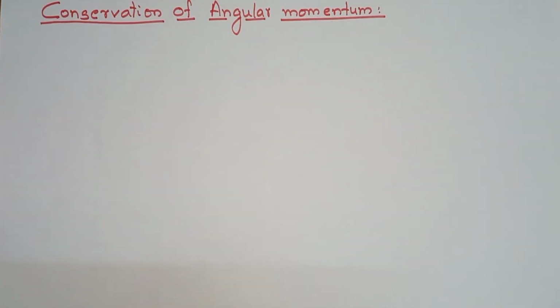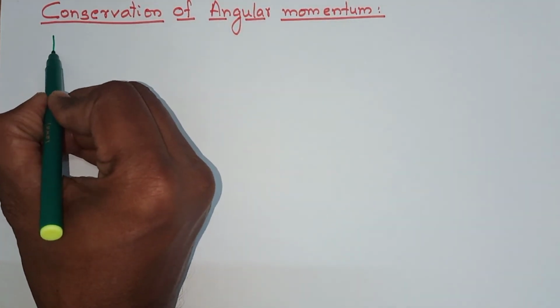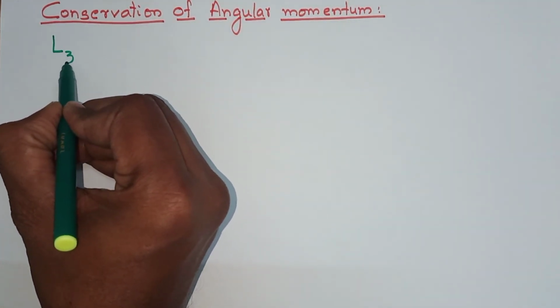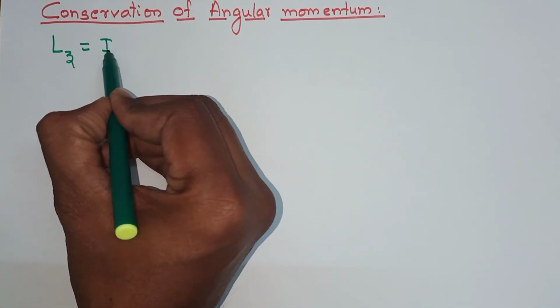Conservation of angular momentum. We have seen in the last classes about conservation of linear momentum, where the linear momentum P is equal to mv, that is constant, m1 v1 is equal to m2 v2, and so on. Here the angular momentum L about z axis we can write as Lz, which is equivalent to I omega.